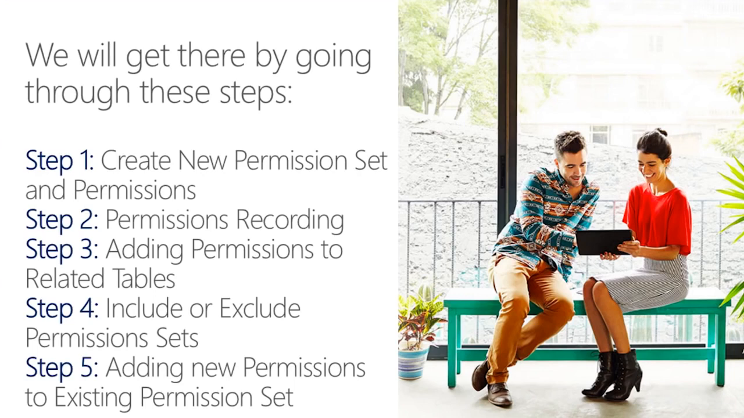To enable this scenario, I will go through these steps. First, I will show you how to create a new permission set and permissions. Then you will see how easy it is to create new permissions using the Automatic Recording tool. After that, I will show you how to add permissions to related tables. Then, I will show you how to include or exclude permission sets in an existing permission set. And in the end, I will show you how to add new permissions later to an existing permission set.